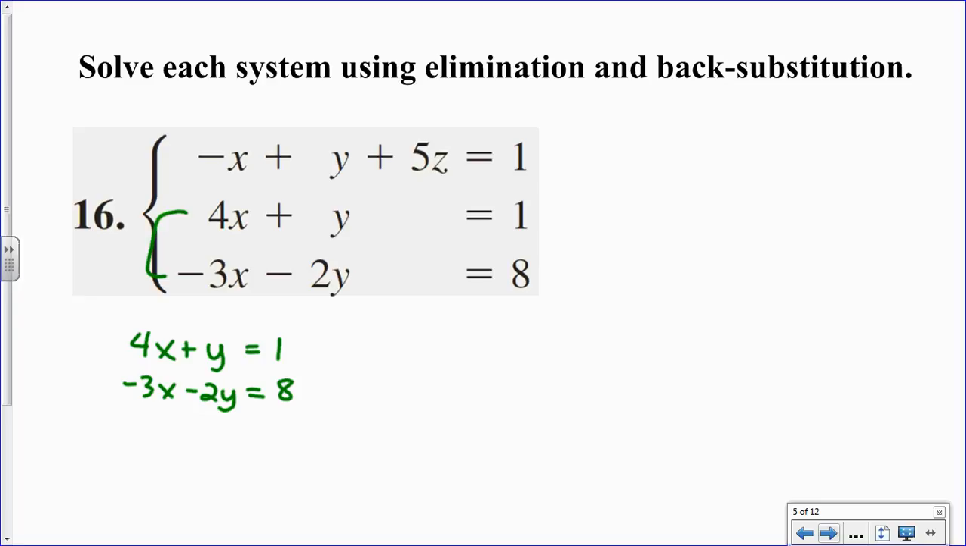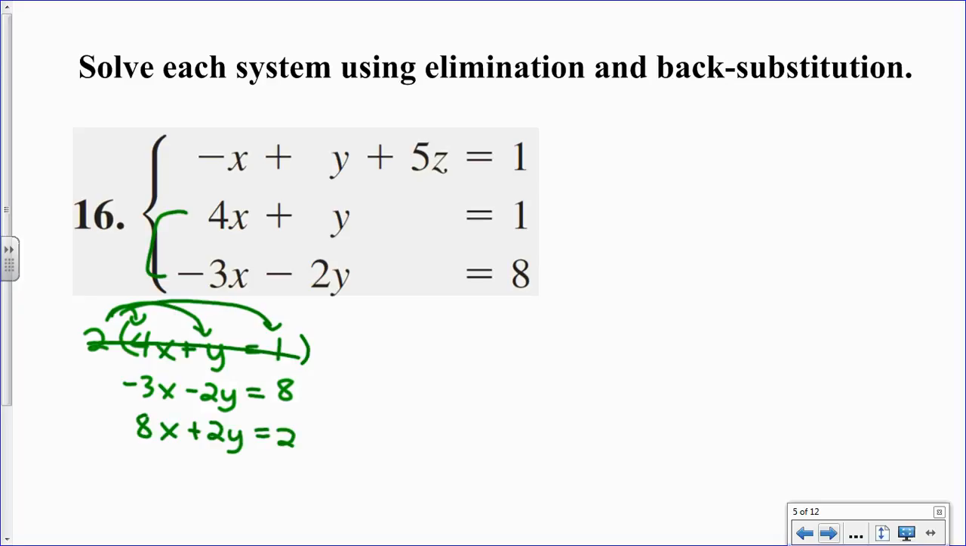So I'm just going to do normal elimination. Would I eliminate a variable just by adding or subtracting? No, so I have to multiply. I think it'll be easier to multiply just one equation. I want to eliminate y's. So what would I have to multiply the top equation by? 2. So this is -2, so I just have to do 2 here. So then I get opposites. So that's 8x plus 2y equals 2.